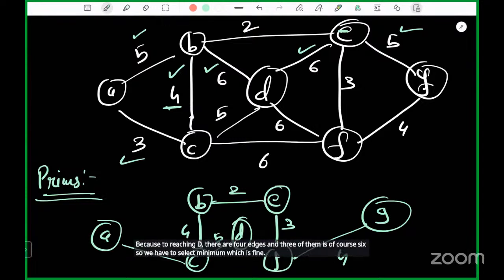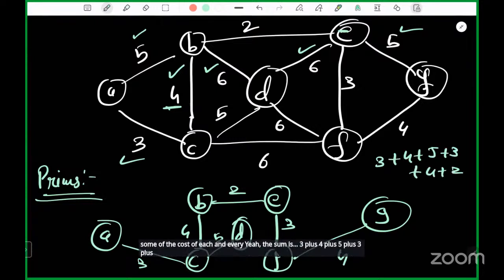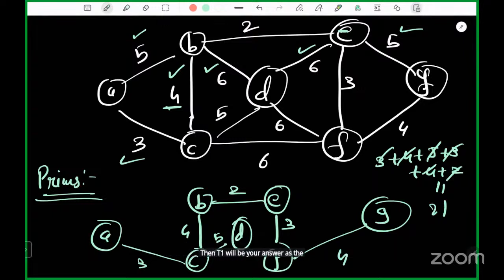So this is our minimal cost spanning tree, and the cost of this tree is the sum of the cost of each and every edge. So here the sum is 3 plus 4 plus 5 plus 3 plus 4 plus 2. So this will become 10 and this will become 11. So 21 will be the cost. 21 will be your answer as the cost of the minimum cost spanning tree.